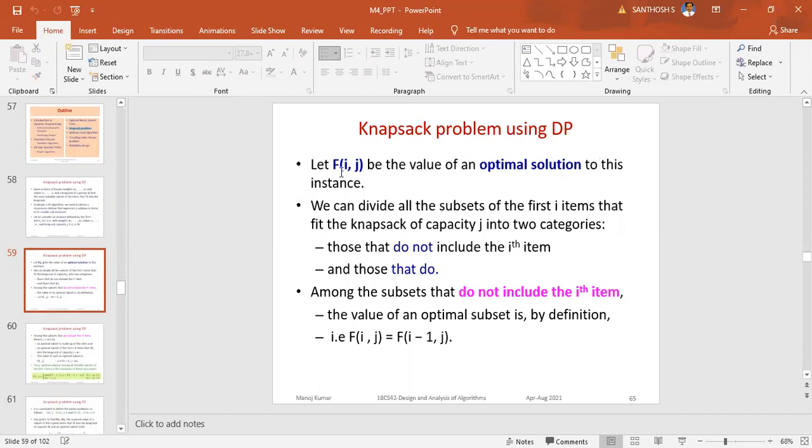Let f of i comma j be the value of the optimal solution to this instance. We can divide all the subsets of the first i items that fit the knapsack of capacity j into two categories: those that do not include the ith item and those that do. Among the subsets that do not include the ith item, the value of the optimal subset is by definition f of i comma j is equal to f of i minus 1 comma j.